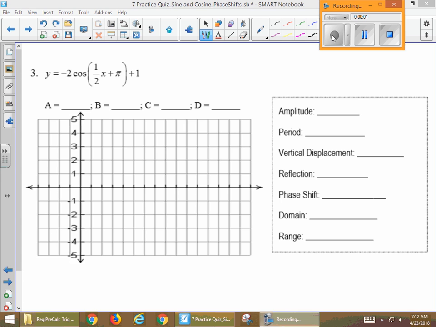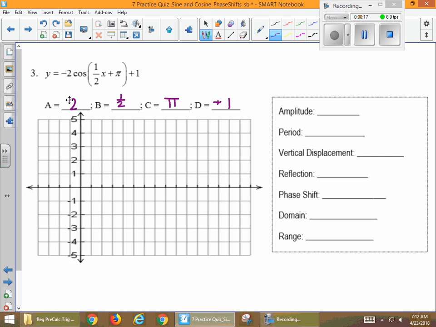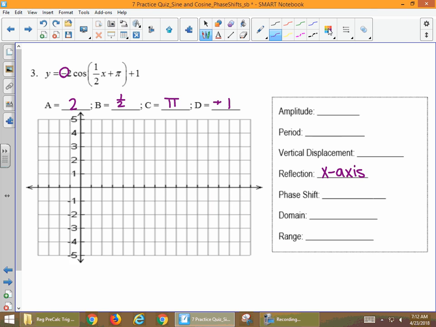Alright, hopefully you tried these and you're just going to use the video to double check your work. We have a lot going on with this cosine graph. So, my A is 2, B is 1/2, C is pi, and D is positive 1. The other thing that I want to capture here is that negative. Again, that's a reflection over the x-axis, just like the last problem. And let's go ahead and get our details in here.